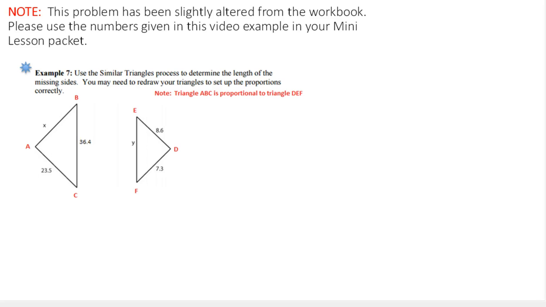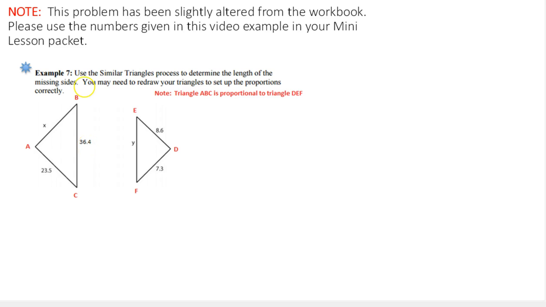In this example, we're going to use the fact that similar triangles are proportional to determine the missing sides of these two triangles. First, notice this problem has been slightly altered from the workbook. If you purchased the workbook or printed this online, one of the numbers is going to be different, namely this one right here. So if you could just scratch out the number that was there and replace it with 36.4.